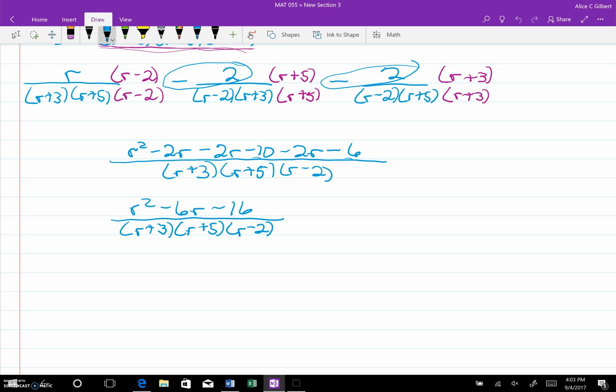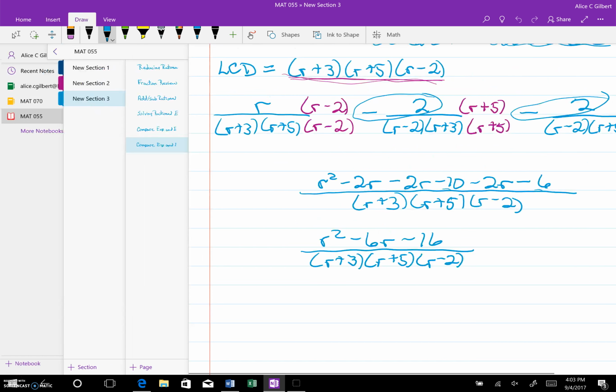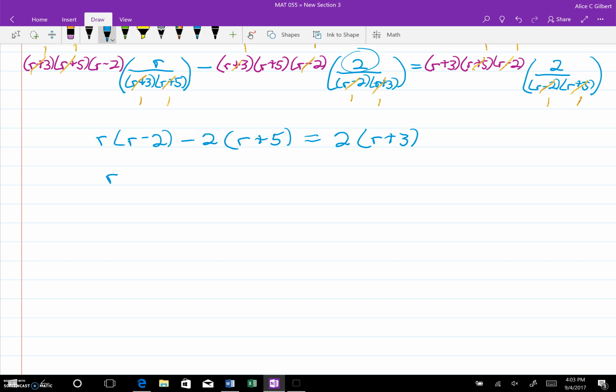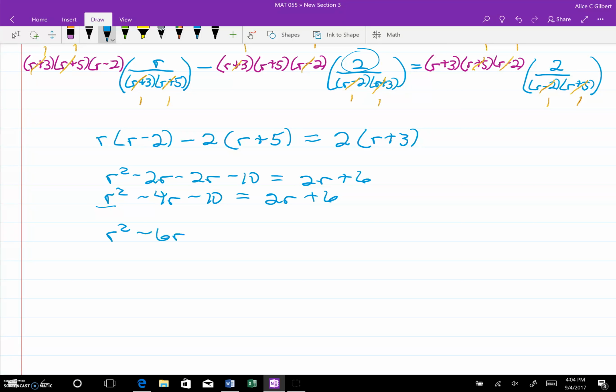Okay? So let's go back to the equation. And again, r squared minus 2r minus 2r minus 10, r squared minus 4r minus 10 equals 2r plus 6. This is a quadratic equation, so I need to get it in standard form. This guy's my only r squared, so I'm going to put everything on this side. Subtract 2r and subtract 6.